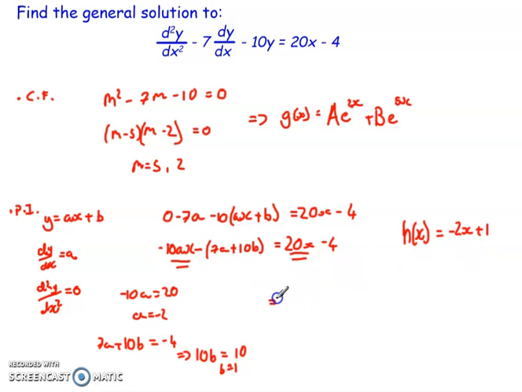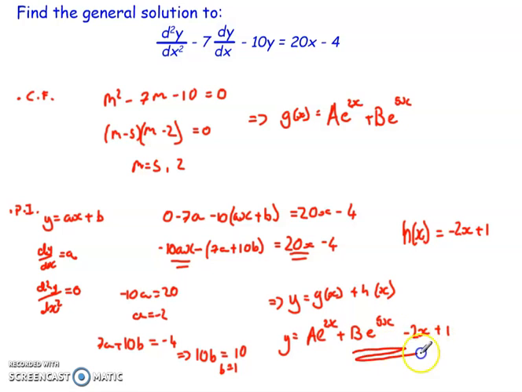So from that, I can tell you the full solution is y equals g of x plus h of x, so my complementary function plus my particular integral. And if I write that out, what I then get is y equals a e to the 2x plus b e to the 5x, then add on this here at the end. Taking the signs into account, I've then got minus 2x plus 1. So that there is the general solution to this equation.